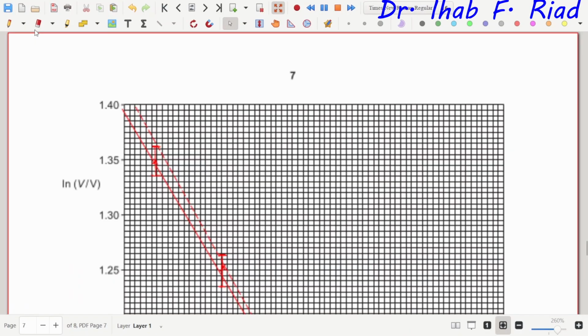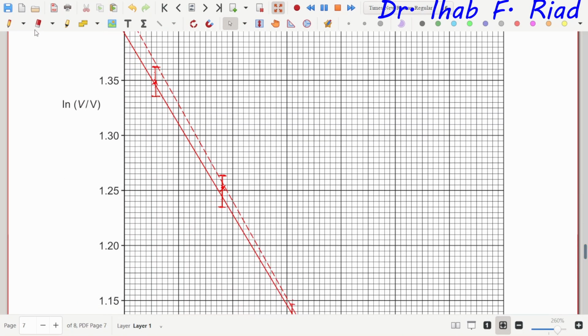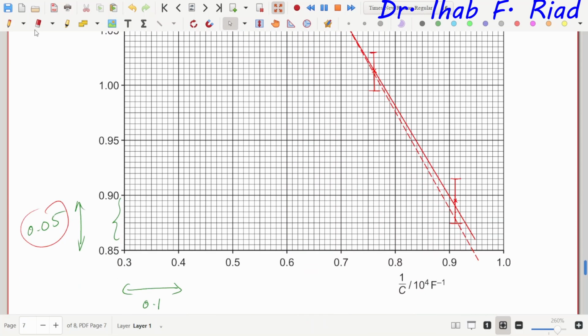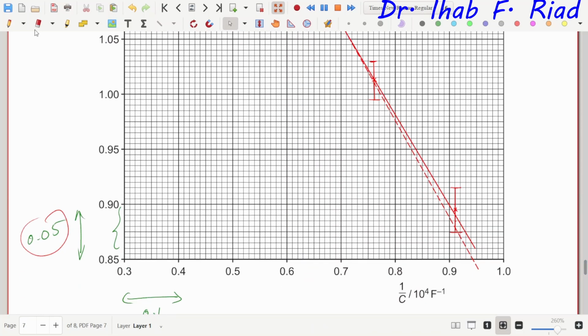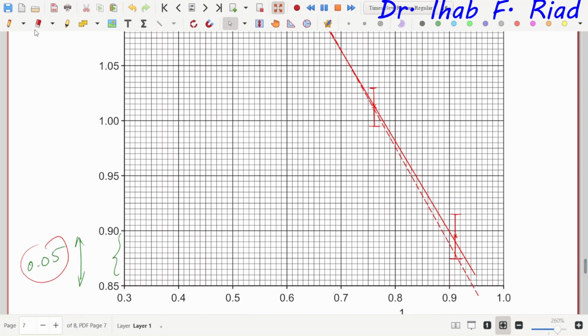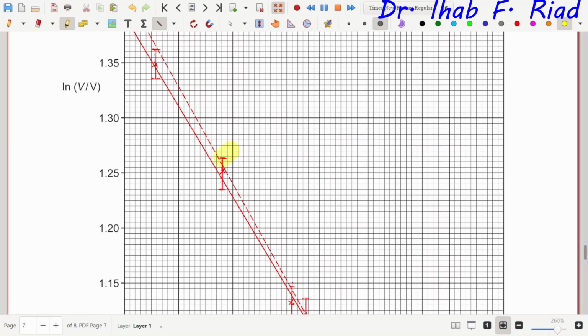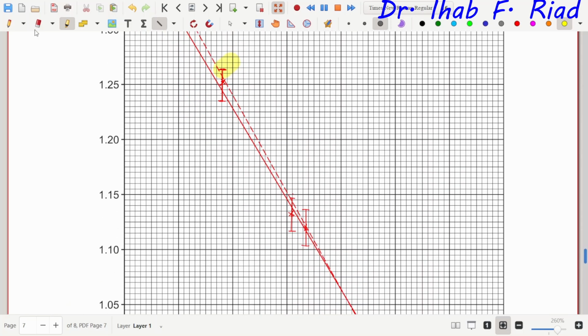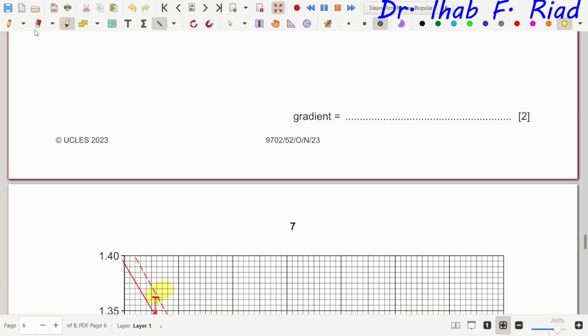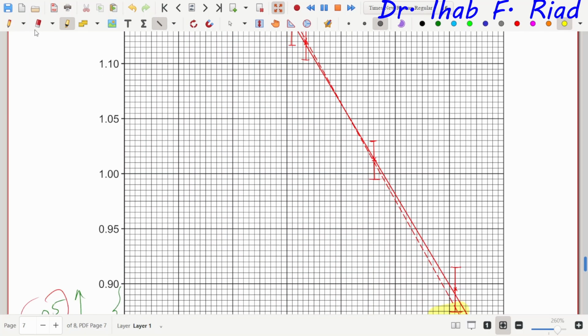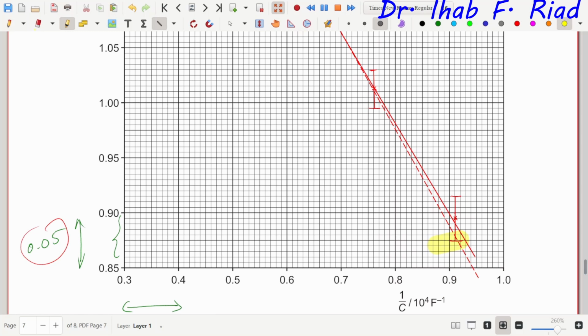Now let us take a closer look at it. So you can see this is the line of best fit, the straight or continuous line, and the line of the worst fit. It goes through where? If I can mark them for you, you can see I try to get it to go through the edges of the error bars. Okay, like here, and like here, like here, and like here. So we have two lines.